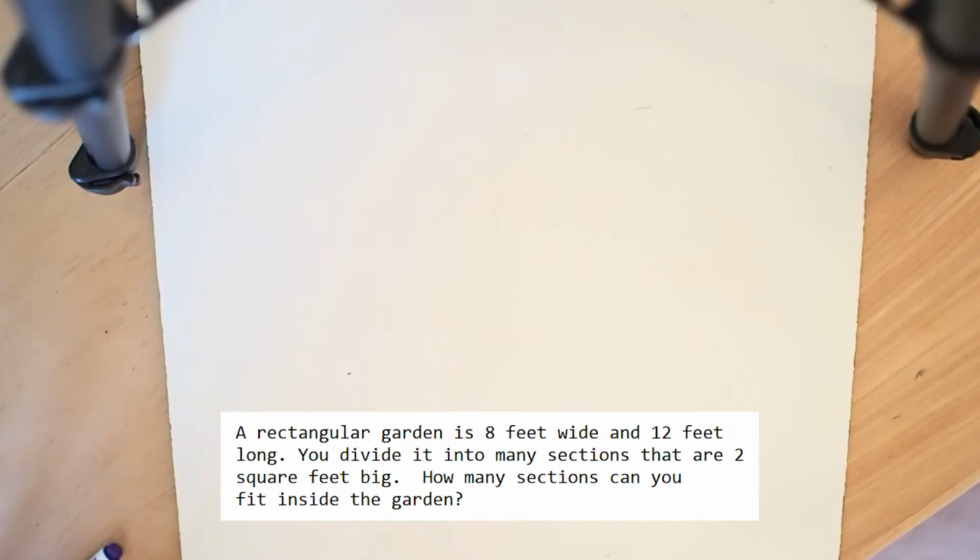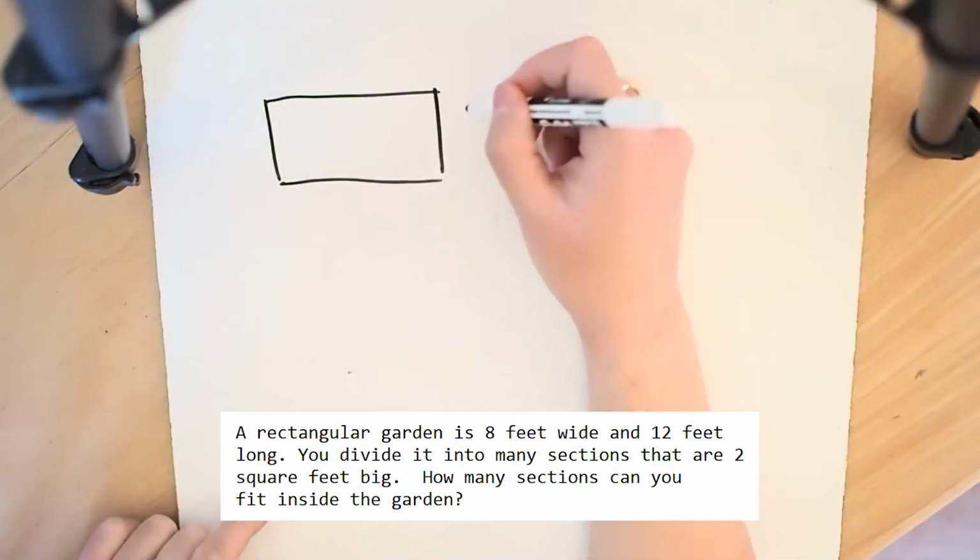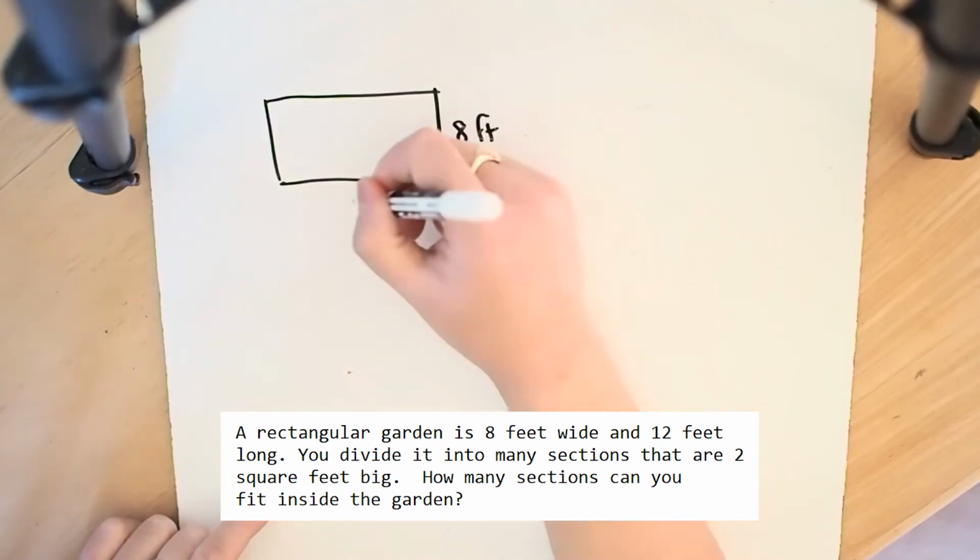You divide it into many sections that are 2 square feet big. How many sections can you fit inside the garden? This question is pretty straightforward. You're given the width and the length of a rectangle. So if you want to, you can draw a picture to visualize it. You know that it's 8 feet wide and it's 12 feet long.